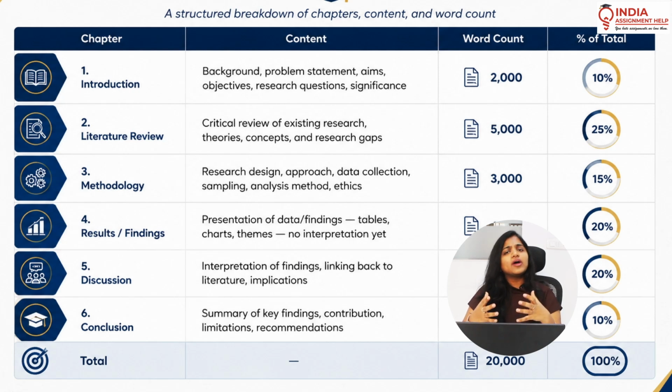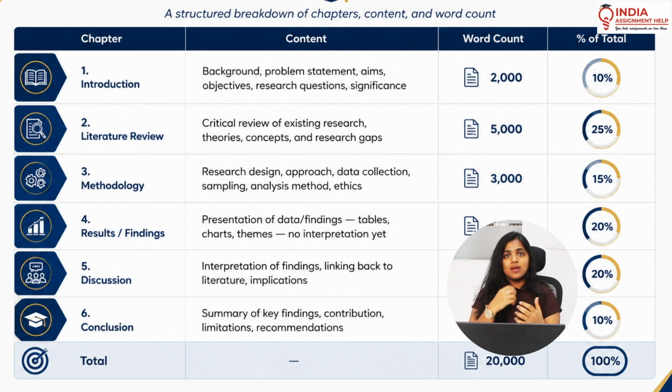Now talking about the word count distribution. If I am supposed to write a dissertation of 20,000 words, I will go with 10% of the total word count in the introduction chapter, which totals 2,000 words. Now comes the second chapter, literature review. It is actually the most weighted one, and we write about a quarter of the assigned word count, which is going to be 5,000 words in this case of a 20,000 word dissertation.